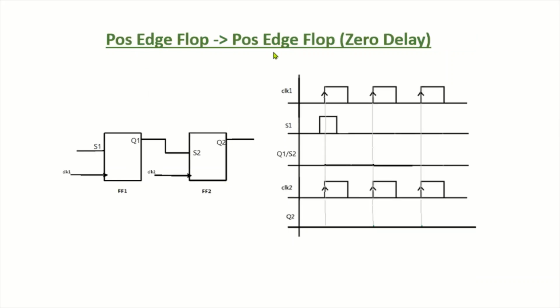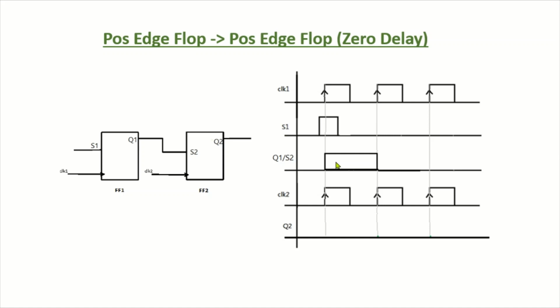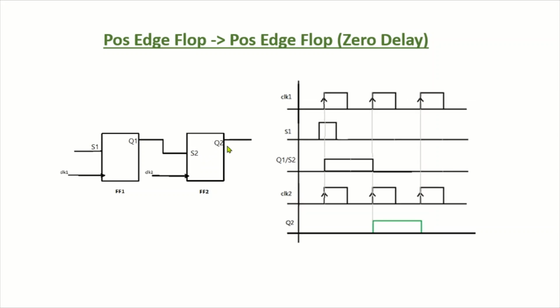When two posedge flops are connected in sequence, when we feed the data S1 at the port, it will feed the output from S1 to Q1, and Q1 data will propagate to S2, and S2 data will propagate to Q2. So in the zero delay condition, the clean data is traveling from S1 to Q2.